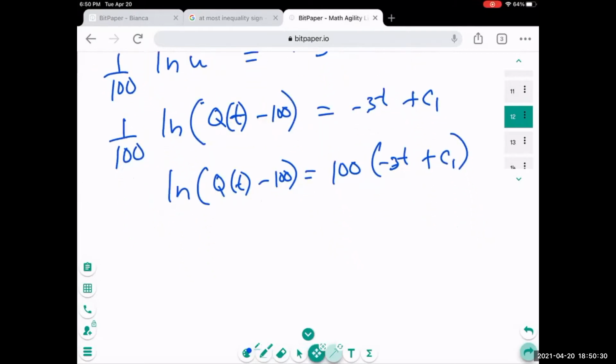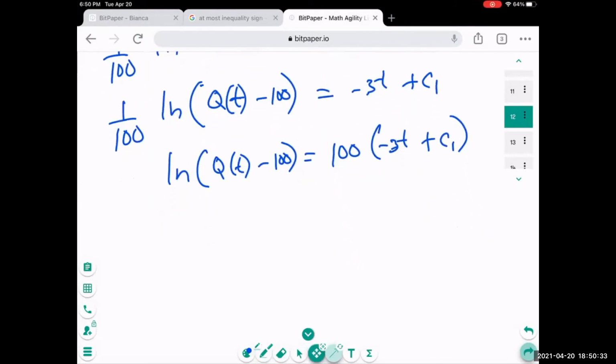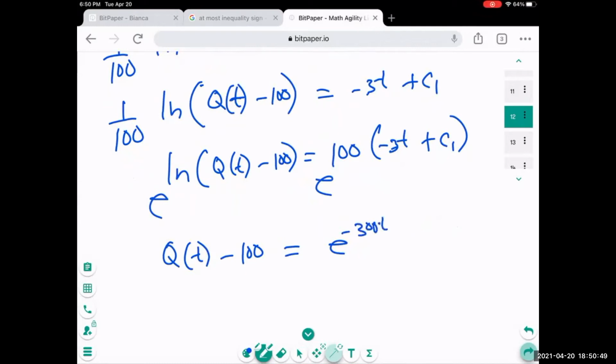Okay. So let's raise both sides of the equation by the exponent e. So this becomes q(t) minus 100 equals e to the negative 300t and e to the 100 c sub 1. Okay. So let's call c sub 1, or let's say c sub 2, equal to e to the 100 c sub 1.